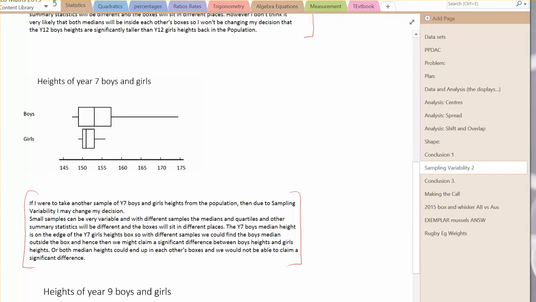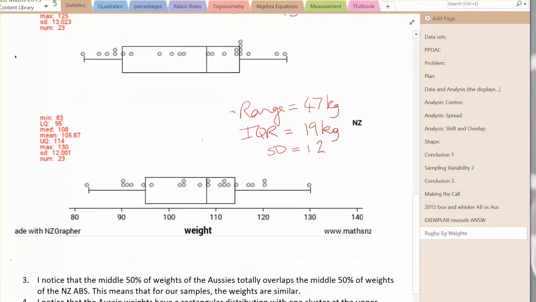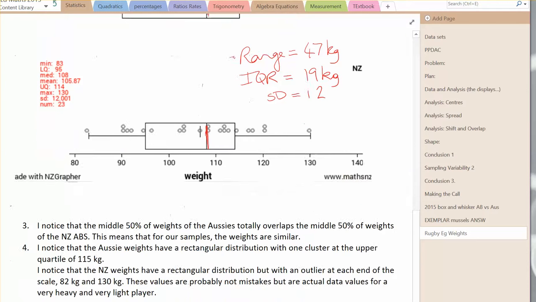And then what we'll do is we'll go back and look at our exemplar from the weights, but clearly both medians are the same actually, but they are both comfortably inside each other's boxes. So taking another sample of All Blacks and looking at their weights, or another sample of Australians and looking at their weights, we'd probably be making the same conclusion, that there's no real difference, no significant difference in their weights.